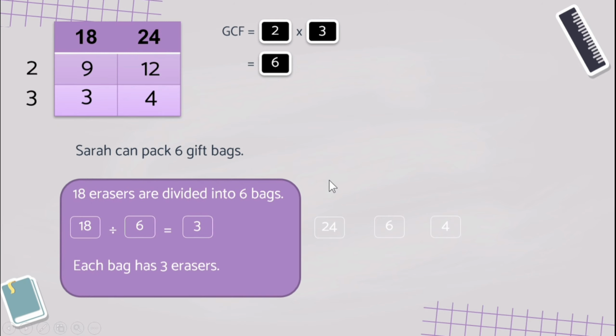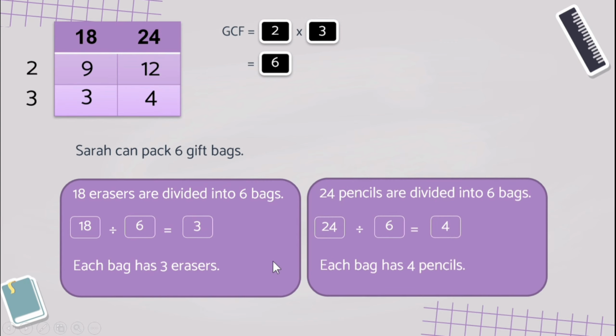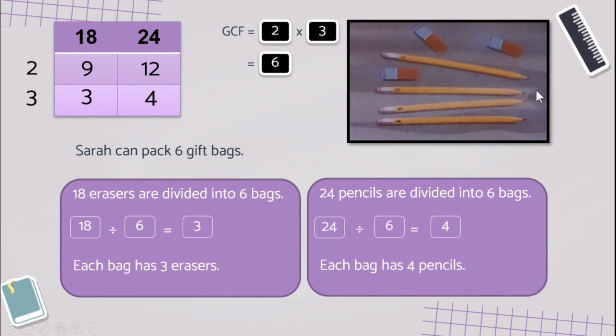And the second question is, how many erasers and pencils are in each bag? We can divide 18 erasers into 6 bags. 18 divided by 6 is equal to 3, so each bag has 3 erasers. Also, we can divide 24 pencils into 6 bags. 24 divided by 6 is equal to 4. So we have 3 erasers and 4 pencils in each bag.